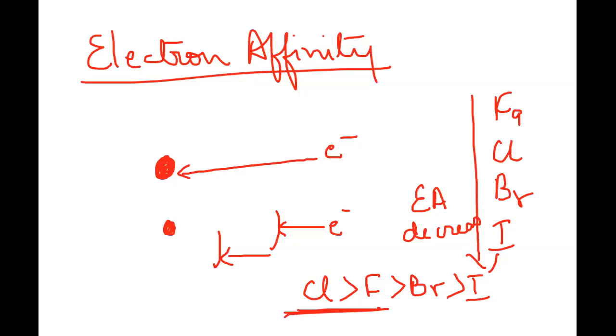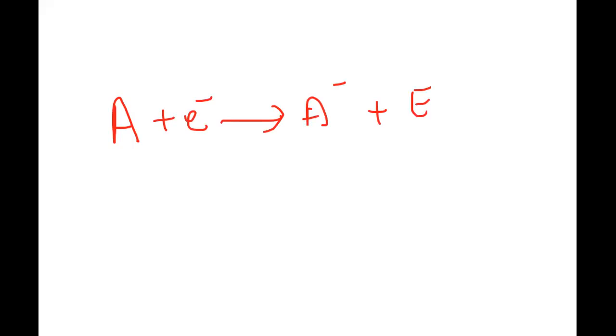Now, one more thing: how would you write the mathematical statement for the electron affinity values? If this is an element A which is gaining an electron, then it is going to convert into A minus, and energy equivalent to its electron affinity will be given out.